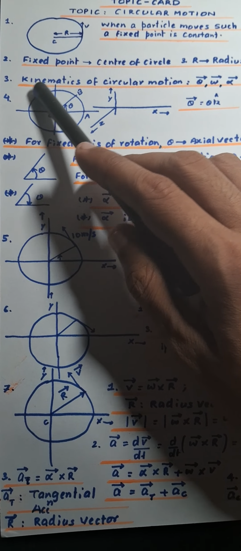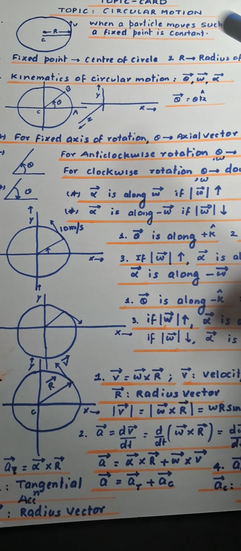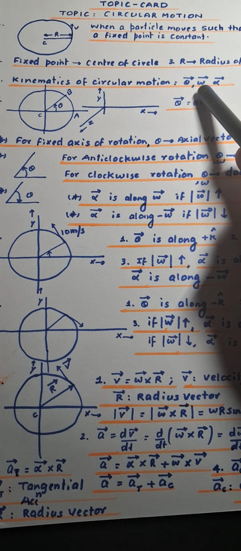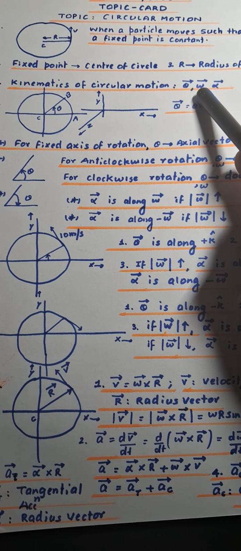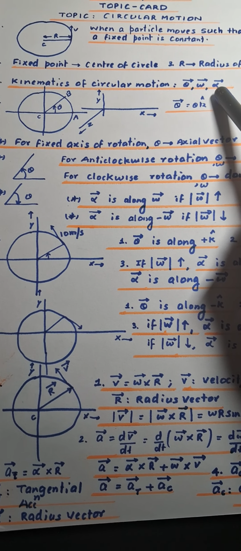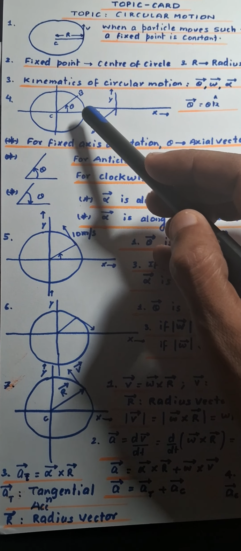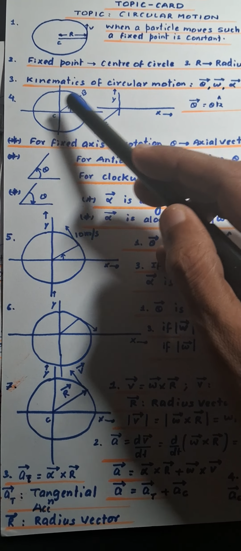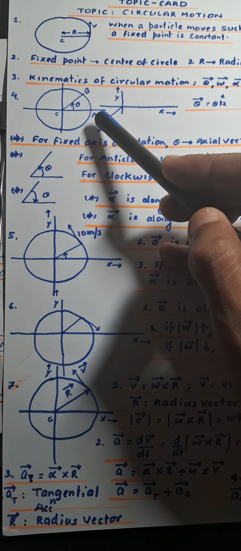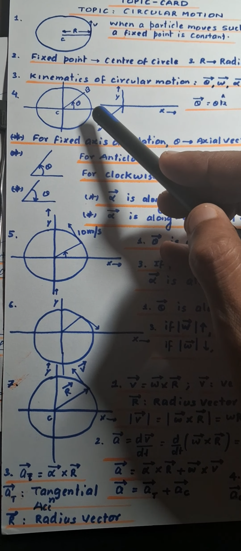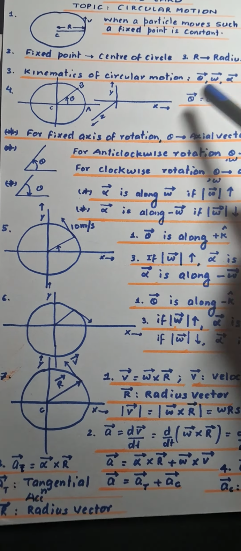Now let's talk about the kinematics of circular motion. So we have basically three things: the angular displacement theta vector, angular velocity omega vector, and angular acceleration alpha vector. So take the example of a motion in the xy plane. A particle is moving on a circular path as shown in the figure, and let's consider 3 points A, B and C on the circle, and the particle moves from A to B.